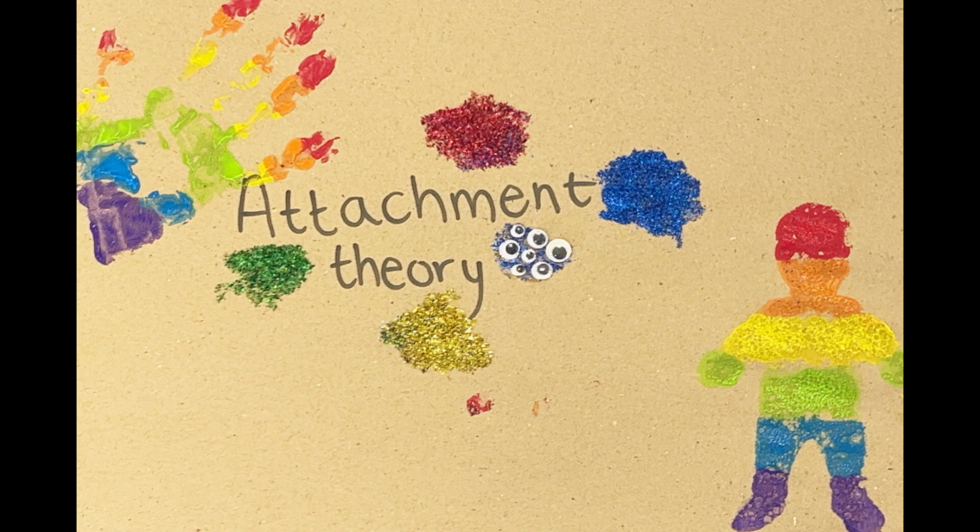These attachments consisted of secure, which was an expected response. They became upset when their adult would leave, but fine when their adult would return, and that was 70% of children. 15% of the children were insecure and ambivalent. This meant that they had an anxious response and weren't easily settled when the adult had returned. 15% was insecure avoidant, so there was little to no reaction or distress when the adult left the room and returned.